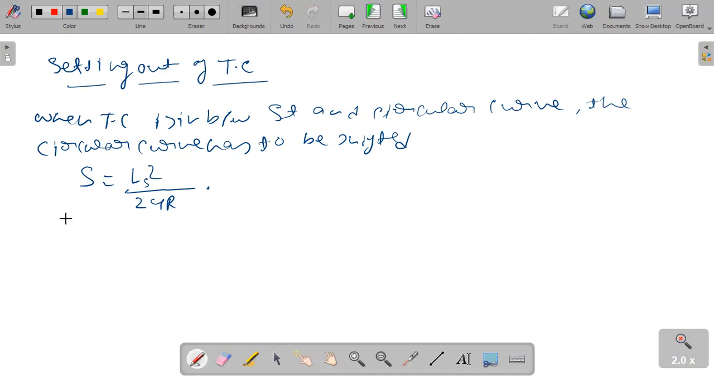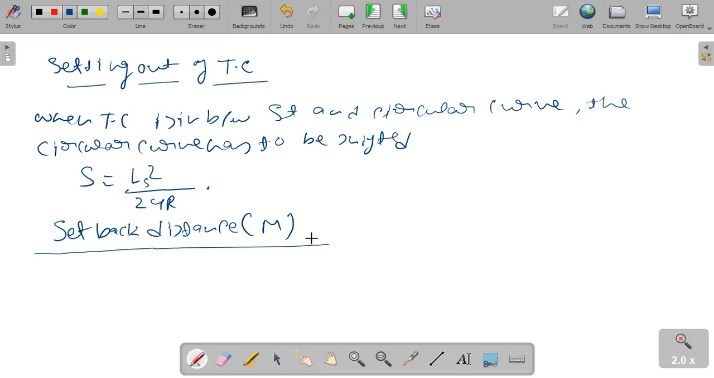And let's move forward to our new topic, which is setback distance, denoted by capital M. Look guys, it is the distance required from center line of the curve to the obstruction on the inner side of the curve to provide adequate sight distance. So then we need to give a setback distance.